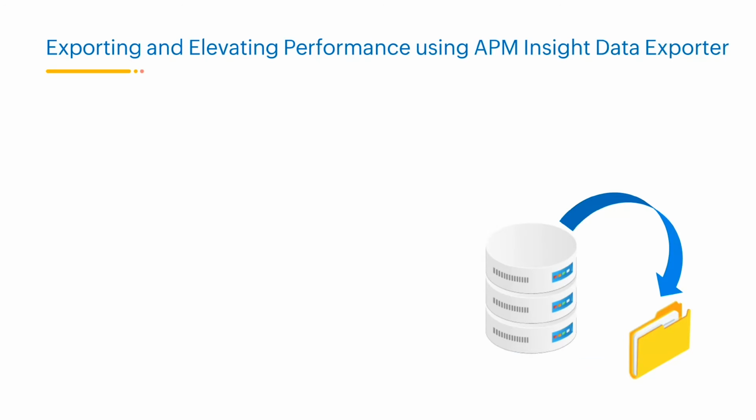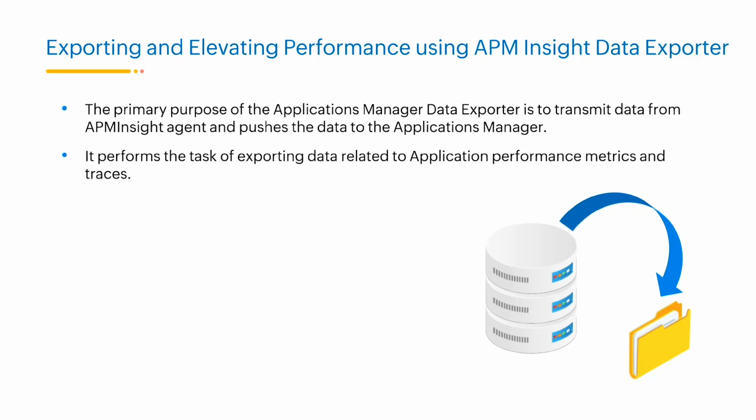In APM Insight, we have recently introduced a module called Data Exporter. The Data Exporter is designed to facilitate the extraction and export of performance data and monitoring metrics. The Applications Manager Data Exporter is an independent process that communicates the metrics and traces to the Applications Manager server. A single instance of Applications Manager Data Exporter can handle the data processing for multiple applications and communicate with the Applications Manager server.